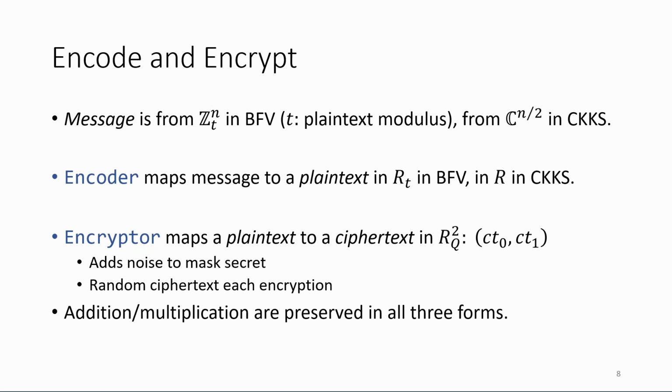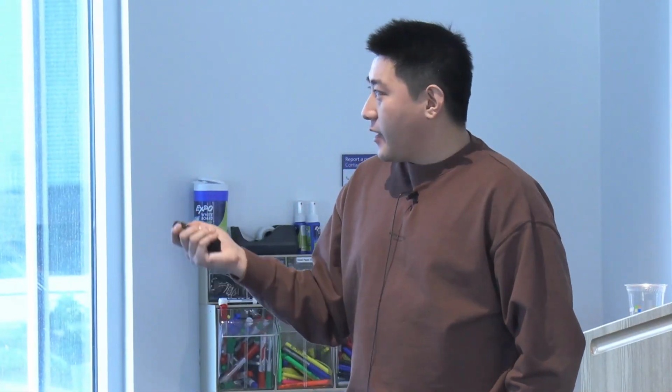What the encoder does is map this message vector to a polynomial. If you are using BFV, where we have messages modulo t, then your plaintext will be modulo t as well. If you are using CKKS, you will have messages chosen from complex numbers, and you get just a polynomial in CKKS. They might have larger coefficients.